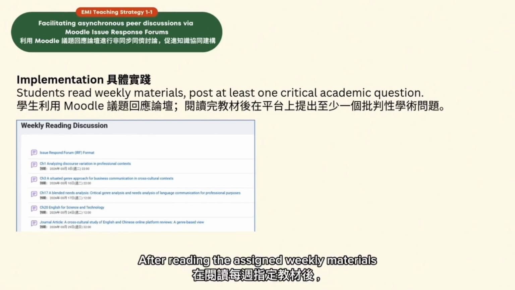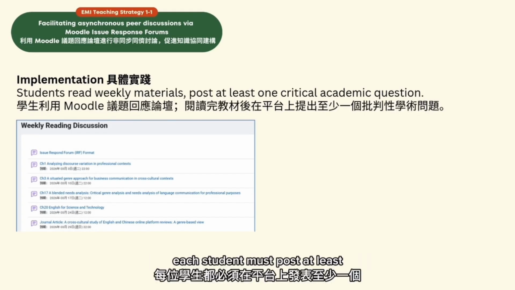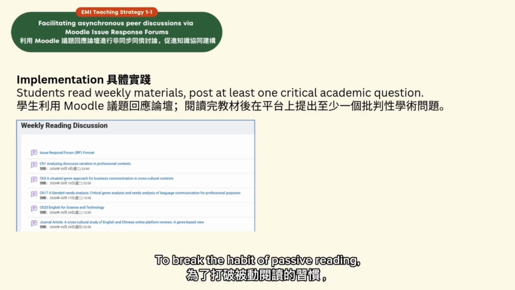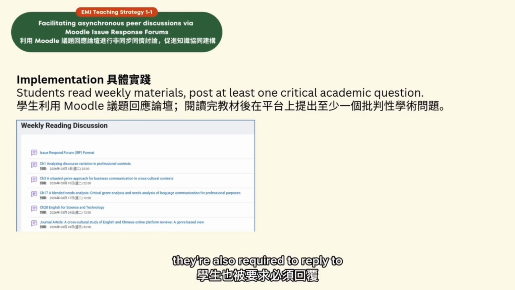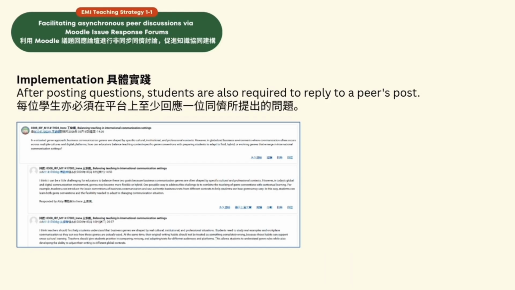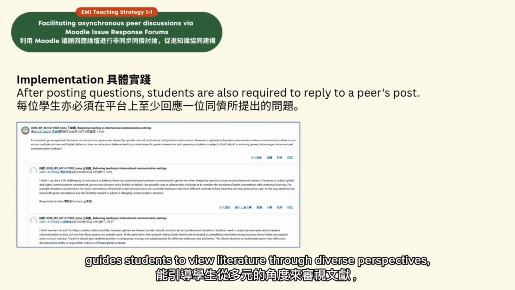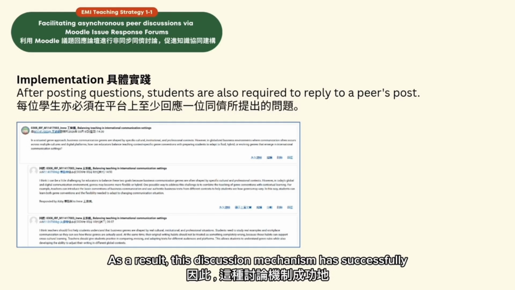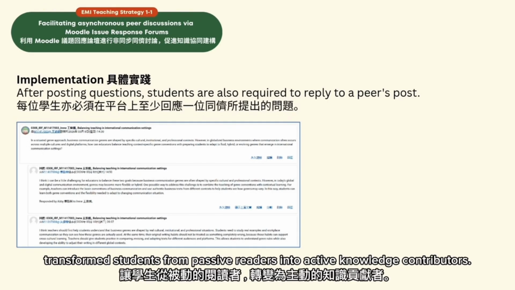After reading the assigned weekly materials, each student must post at least 1 critical academic question on the platform. To break the habit of passive reading, they are also required to reply to at least 1 classmate's post. This peer-to-peer extension of text analysis guides students to view literature through diverse perspectives, allowing them to co-construct knowledge in an all-English environment. As a result, this discussion mechanism has successfully transformed students from passive readers into active knowledge contributors.